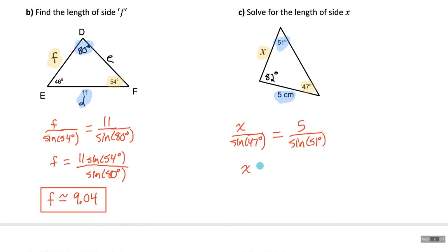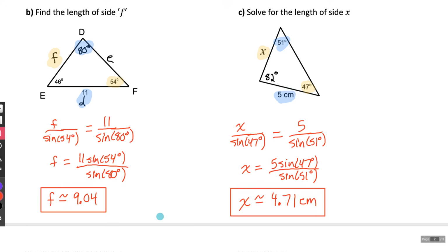Isolate X by multiplying the sine 47 to the other side. So I have 5 times sine of 47 degrees divided by sine of 51 degrees. And we can use our calculator to get an approximate answer. And I got about 4.71. And we know the units this time. It's in centimeters, so I should include the units.